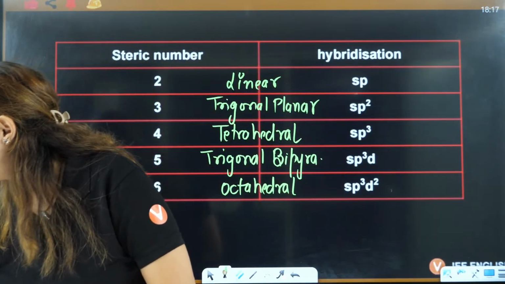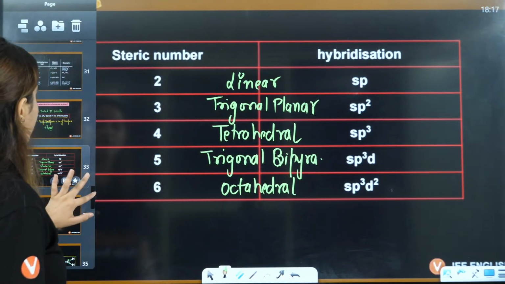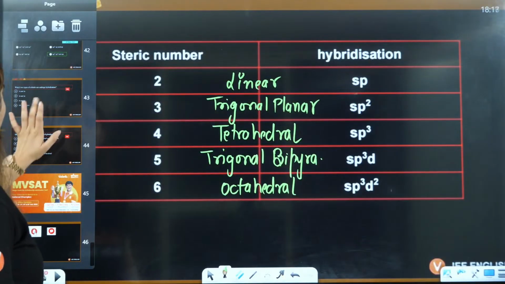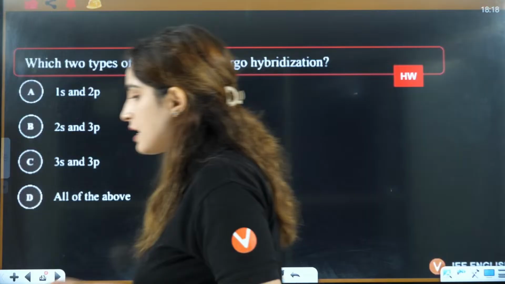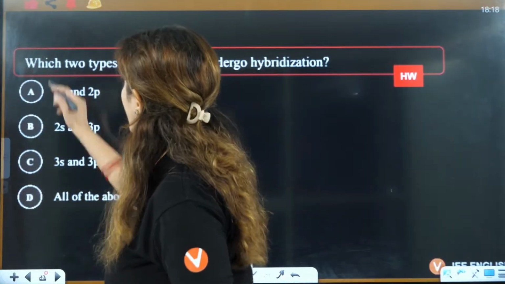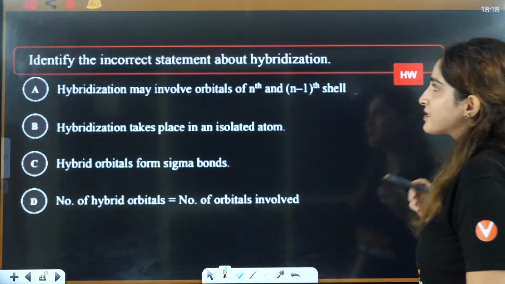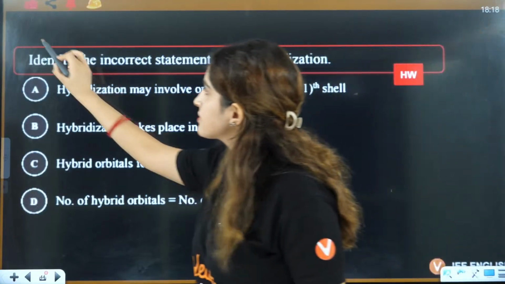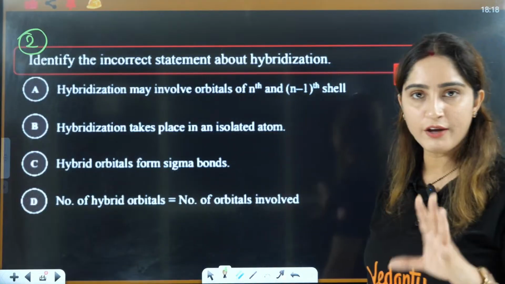Okay? Yes, everybody? So that's it for today, and before going, guys, this is your homework. You can see which type of orbitals undergo hybridization. This is the first question for your homework. Second question is identify the incorrect statement about hybridization. This is the second question for your homework. Incorrect statement you have to identify from this.